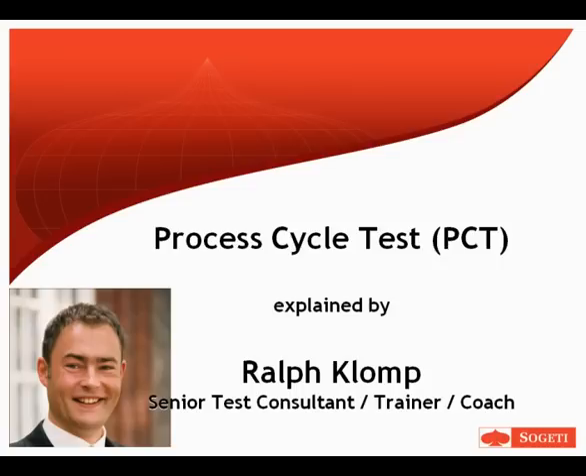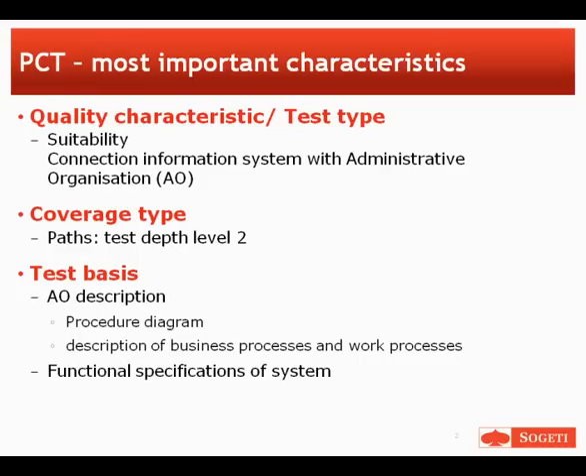The process cycle test is particularly a structure test, rather than a design test. It is mainly used to test suitability. The process cycle test is a technique that is primarily aimed at testing the quality characteristic suitability. This is the integration between the administrative organization and the automated information system.